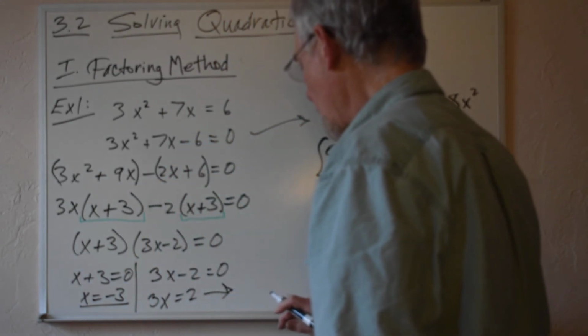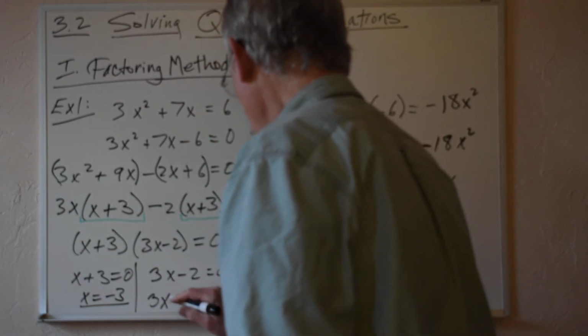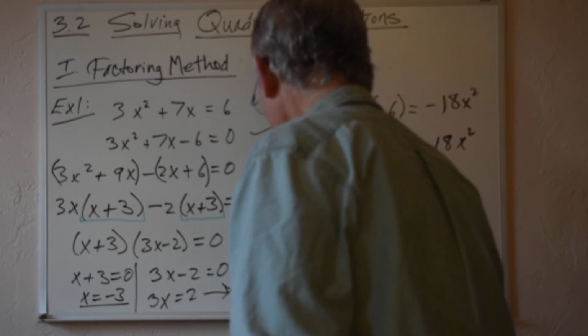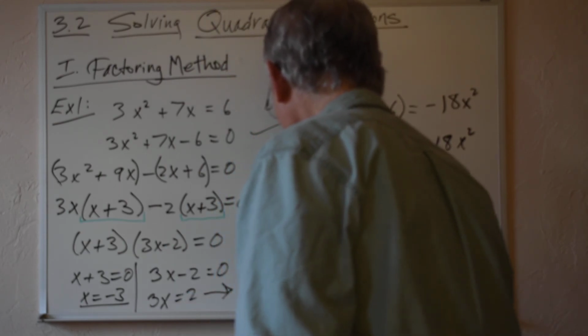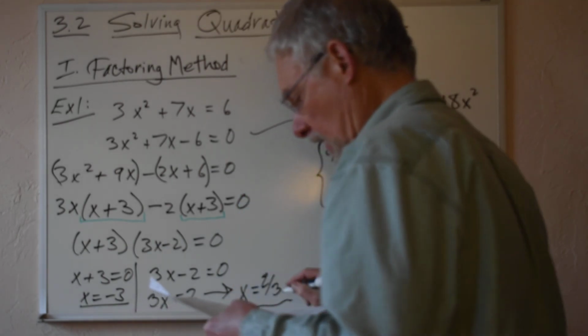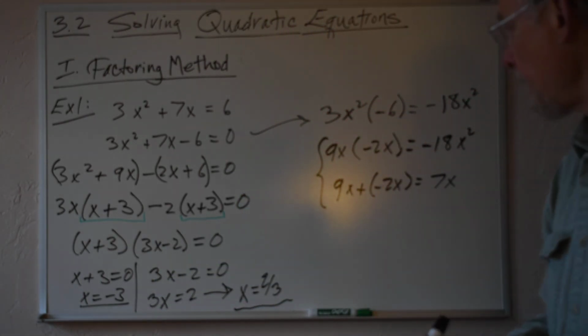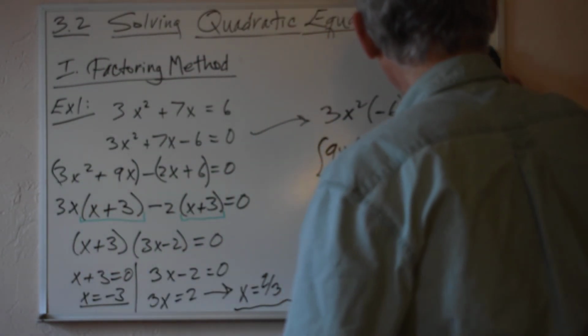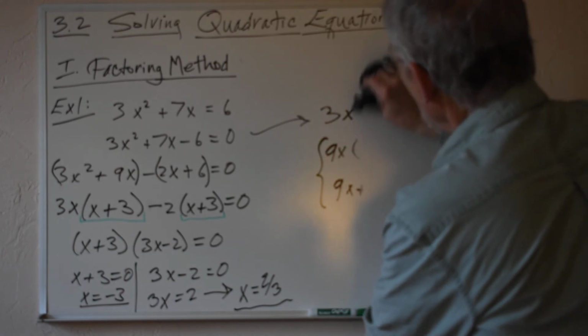I'll just put a little arrow. 3x equals 2, yes. And put a little arrow, divide each side by 3. And I get x equals 2/3. Now we can check. The book does not show checks, but you can check.